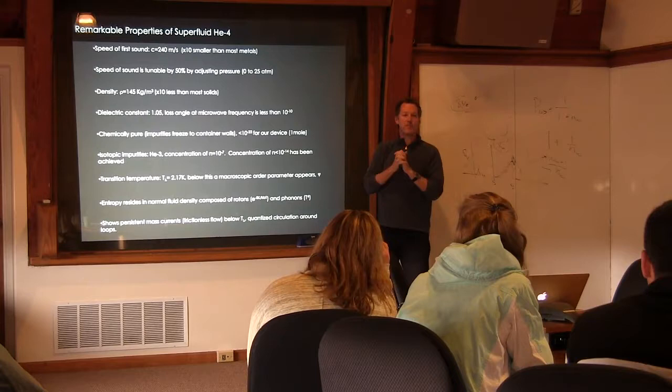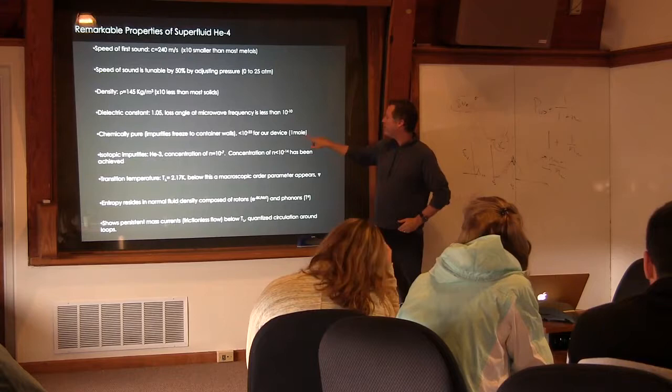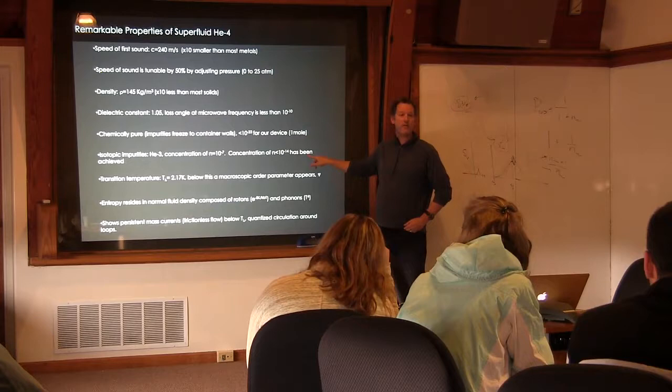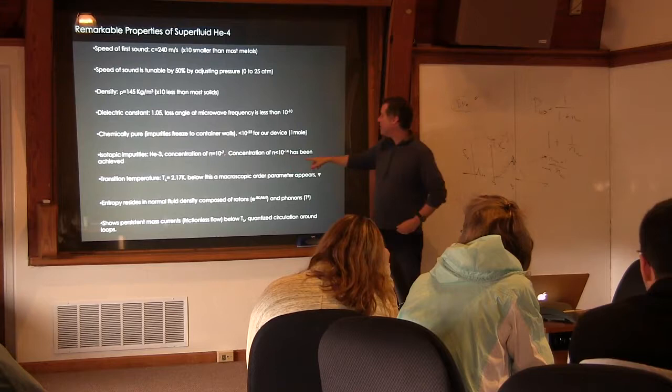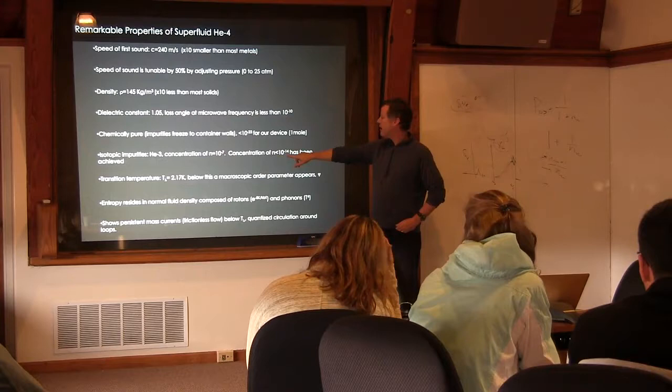Yet, not only is it chemically pure, its isotopic purity is very high. So even stuff you get from the bottle is isotopically pure to a part in 10 to the 7. There's only one other isotope, helium-3, that's in the helium-4. And you can purify that even further. The best that's been gotten is 10 to the minus 14.